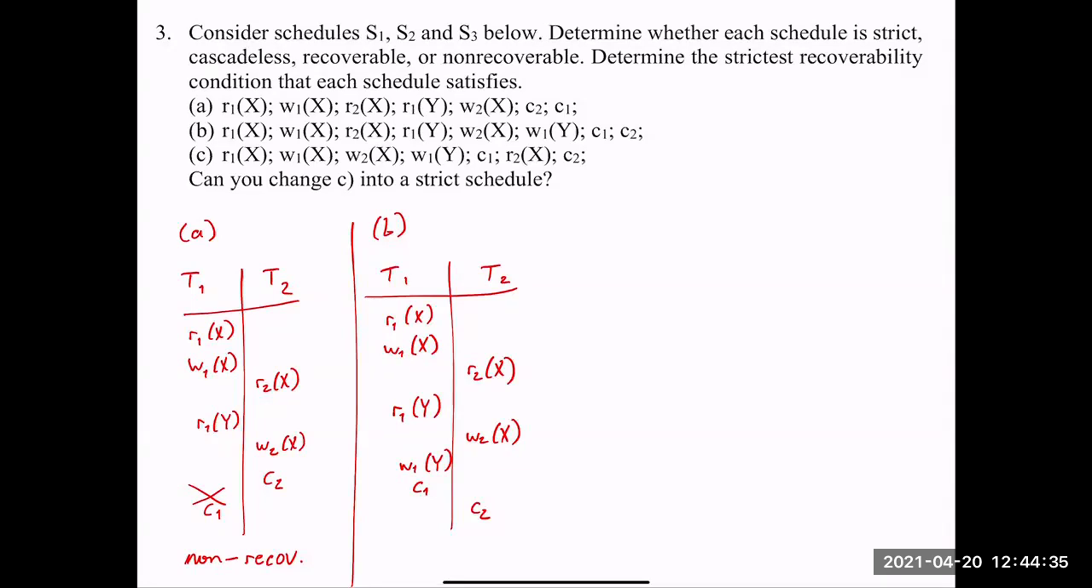So why do we care about cascadelessness? Well, if T1 fails at some point before it commits, then we also need to roll back T2, because T2 has read something that T1 has written. And in fact, in the lecture, we saw this example where you have multiple transactions that all read this item X here, and they all need to be rolled back. So you can have a cascade of such rollbacks. Okay, so it is recoverable, but it's not cascadeless, and therefore it's obviously also not strict.